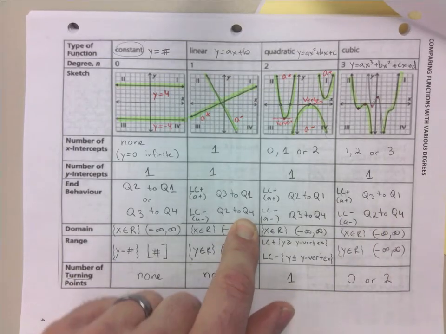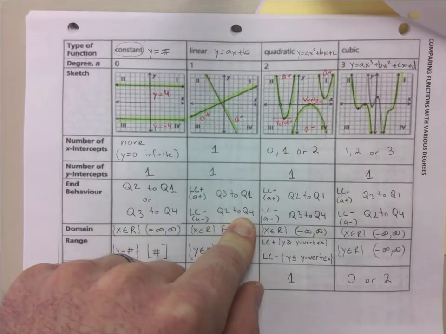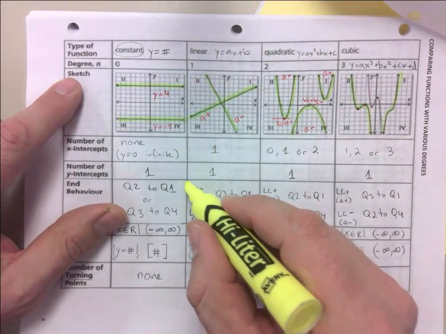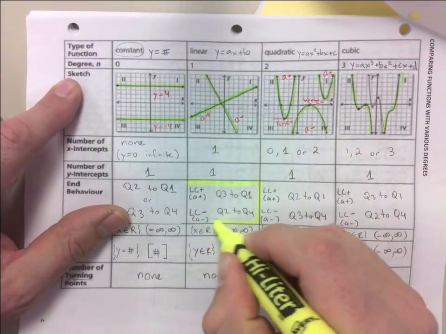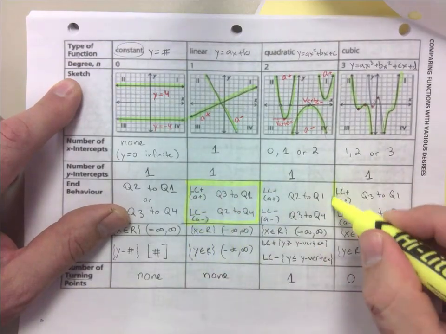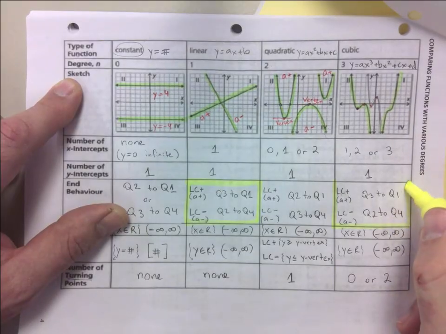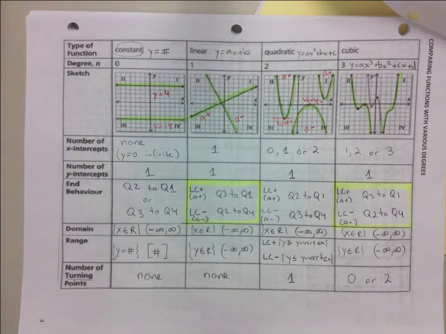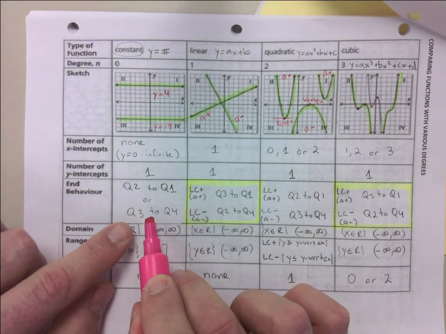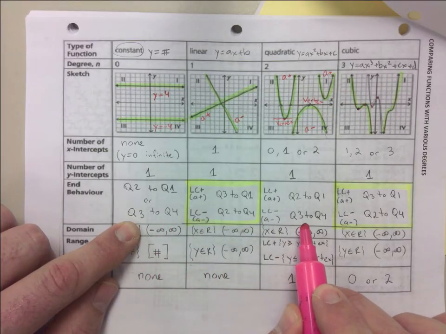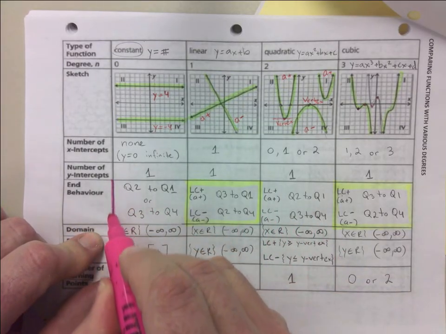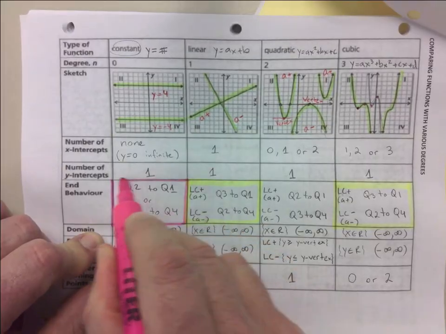Okay, so I want to grab, if you have a color, I want to highlight those. Okay, so this box right here jives with this box right there. They have the same end behavior. And then I'm going to grab a different color, and do you notice that the constant function matches the quadratic in terms of the end behavior? That's one pattern I would like you to recognize.